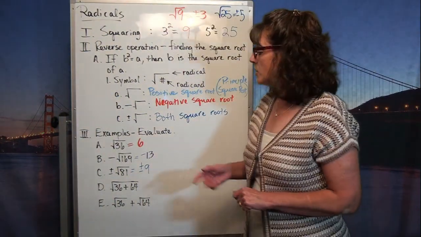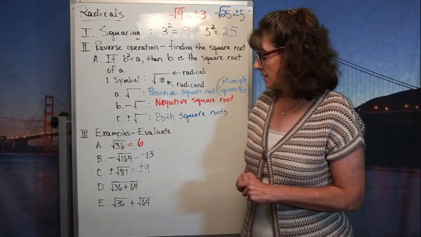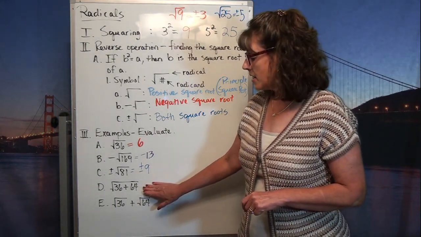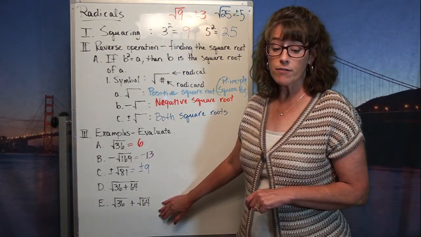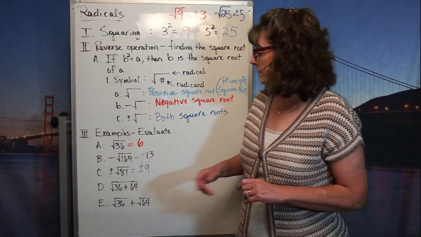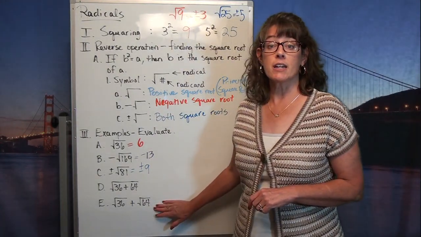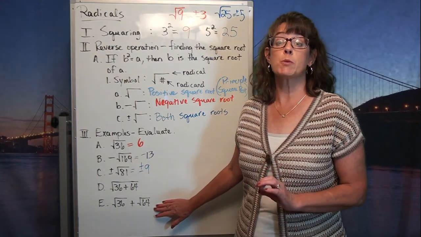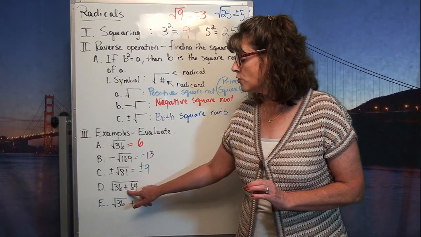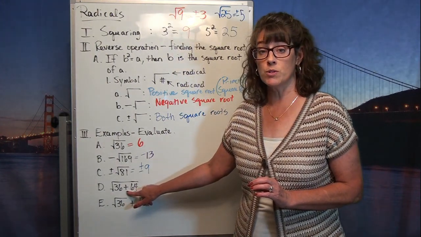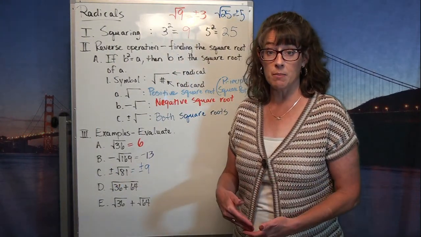Now, on this one, I want to point out something here. Notice these two look very much alike. However, there's a distinct difference between the two. The distinct difference is that this says I'm going to add the 2 first and then take the square root. This one says I'm going to take the square root of each and then add them.